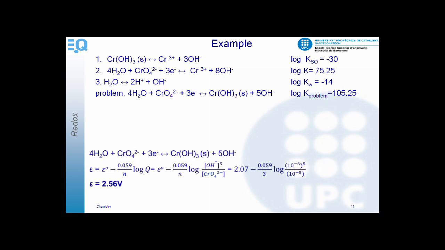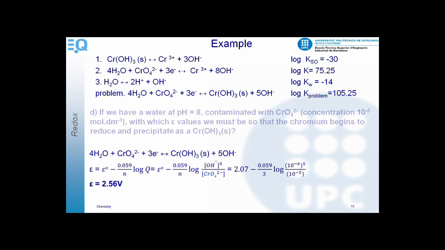Lastly, let's solve the last part of the problem. We have water at a pH of 8, slightly basic, contaminated with chromate at a concentration of 10 to the power of minus 5. What is the potential value so that the chromate starts to precipitate? First, we write the problem equation and Nernst's equation. We are asked for the potential of the equation under the problem's conditions.